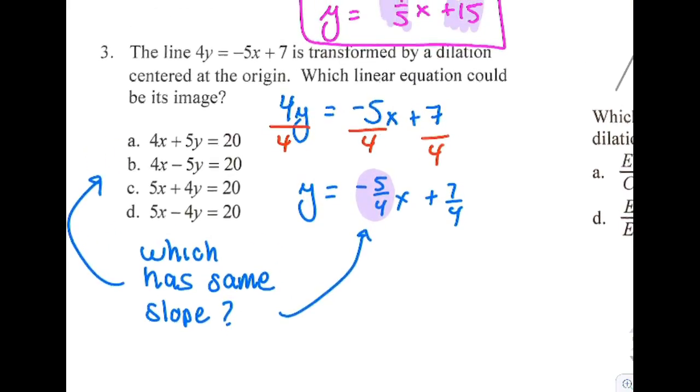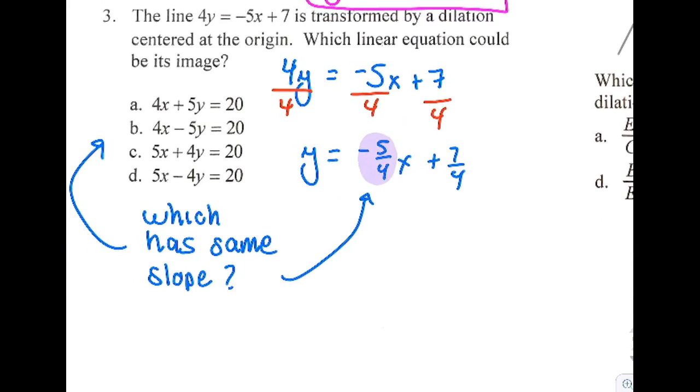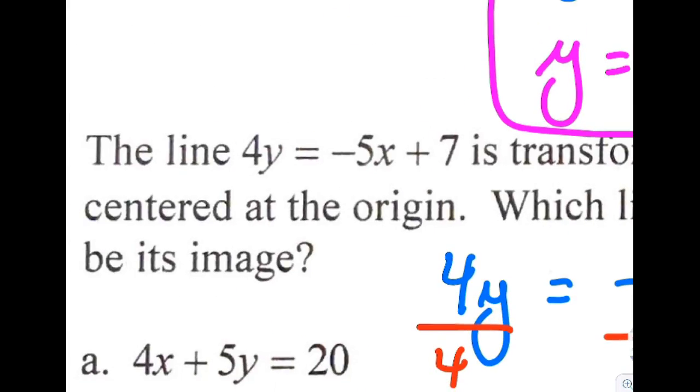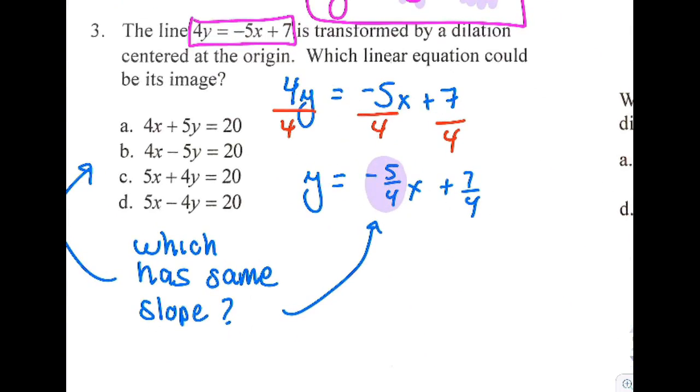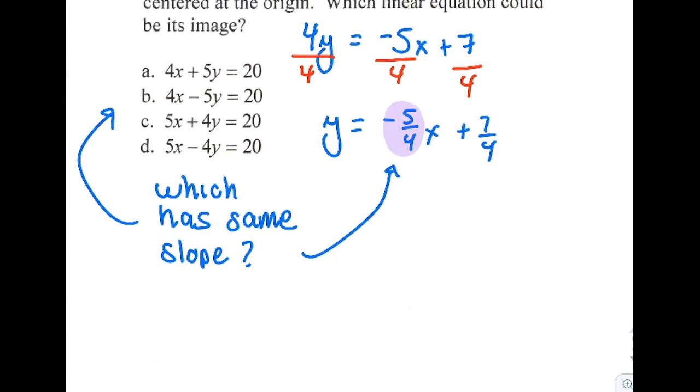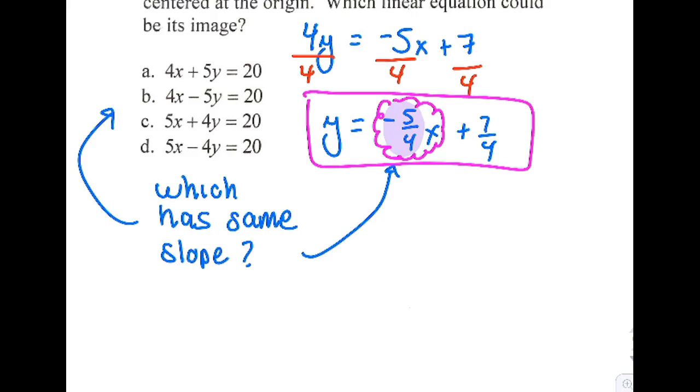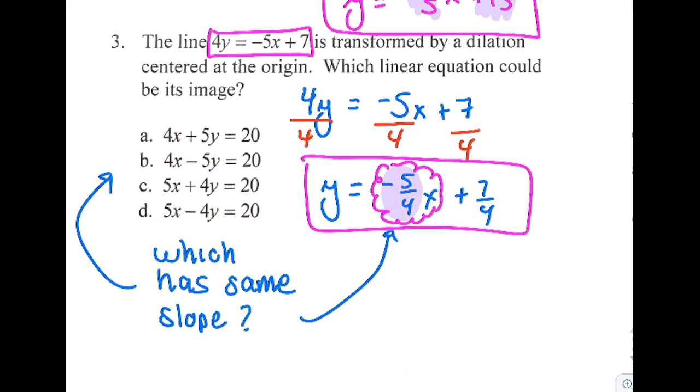Number 3, there's a couple of ways to do this. It's not the shortest way, but it's the easiest to understand. Again, you have to take this line that they gave you and put it in slope-intercept form, which is really just dividing by 4 throughout, which I show right here. So another way to say that line would be y equals negative 5/4 x plus 7/4, which is a little crazy looking, but all you care about is the slope of negative 5/4, because a dilation is going to have the same slope.